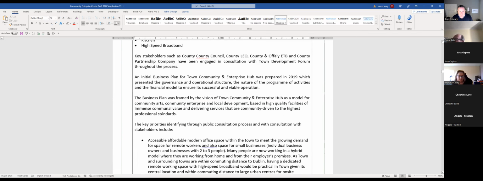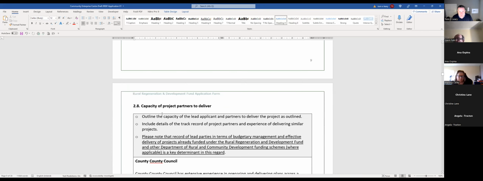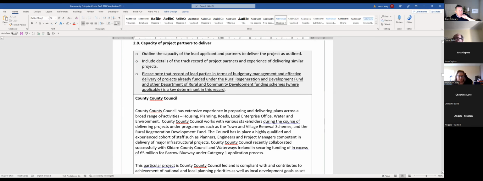You know, you're basically trying to sell. You're constantly trying to sell the idea to them. Capacity of project partners. In this case, there are partners involved, so you have to go through all their details. But your capacity is track record, what's your track record as a group in developing projects, managing projects. Doesn't matter how small it is. If you're a local community group that have done very, very small projects, those projects are big as far as you're concerned. Put them in.